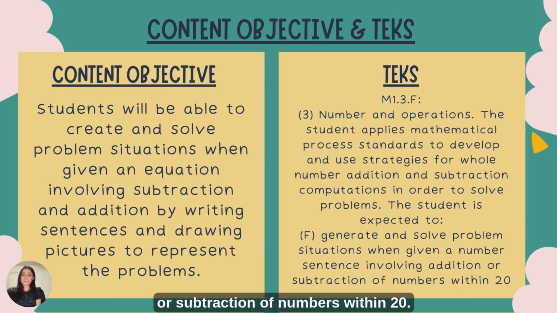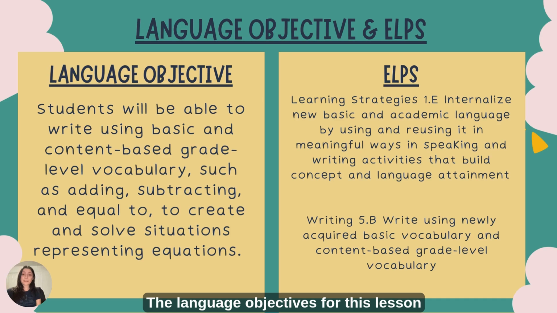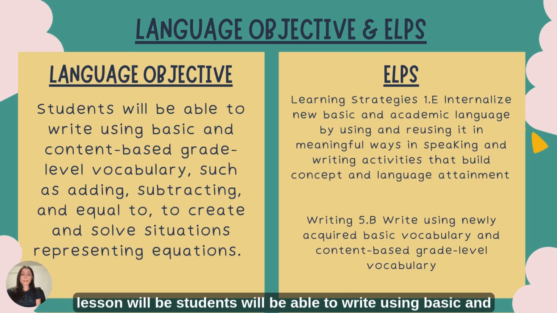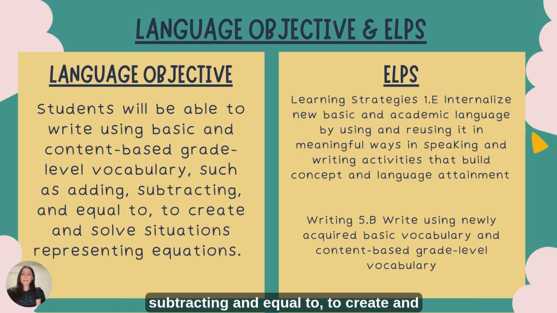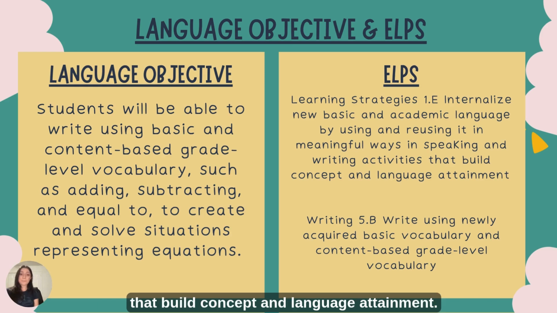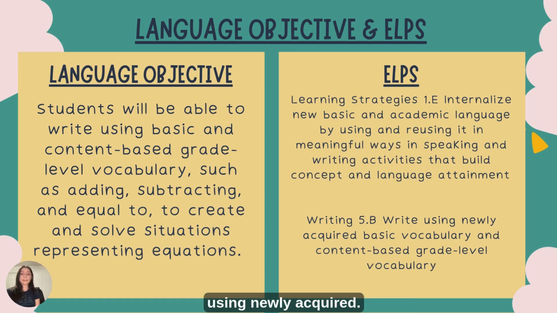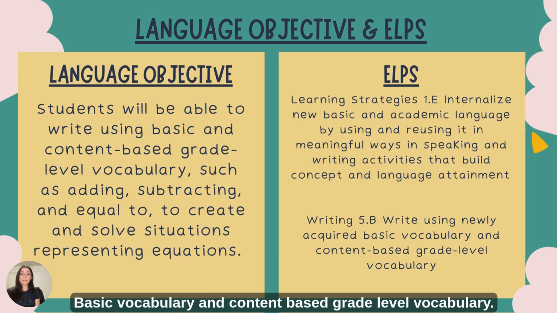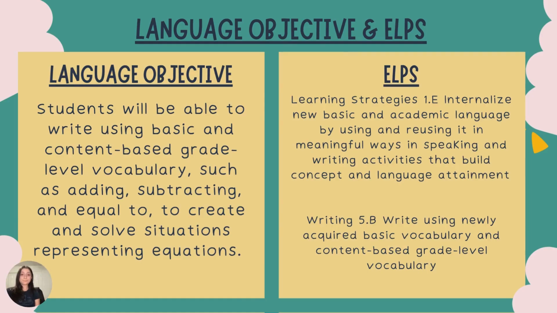The language objectives for this lesson will be students will be able to write using basic and content-based grade level vocabulary, such as adding, subtracting, and equal, to create and solve situations representing equations. The ELPs for this lesson will be Learning Strategies 1E, which involves internalizing new basic and academic language by using and reusing it in meaningful ways, and speaking and writing activities that build concept and language attainment. The Writing 5B also involves writing using newly acquired basic vocabulary and content-based grade level vocabulary.